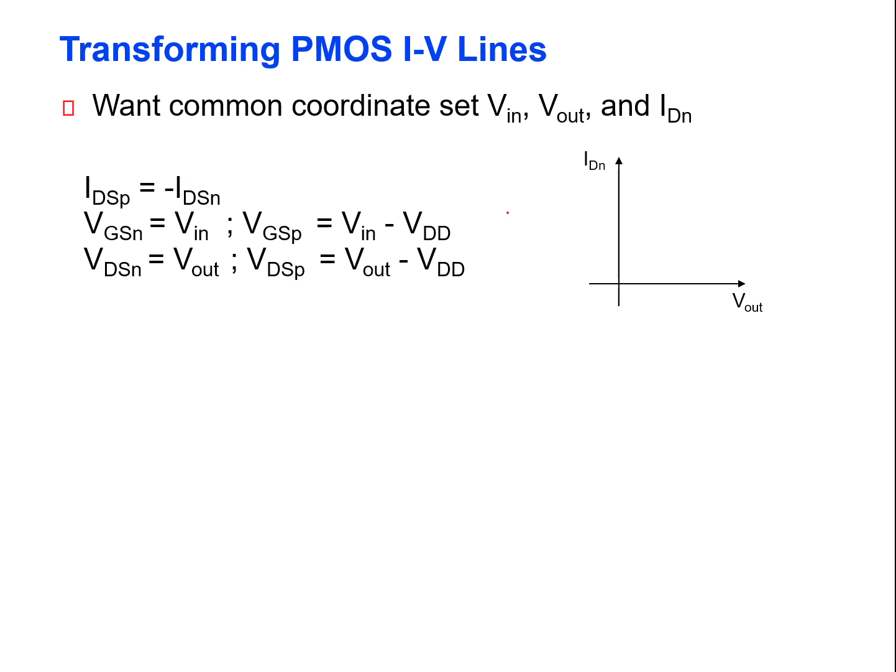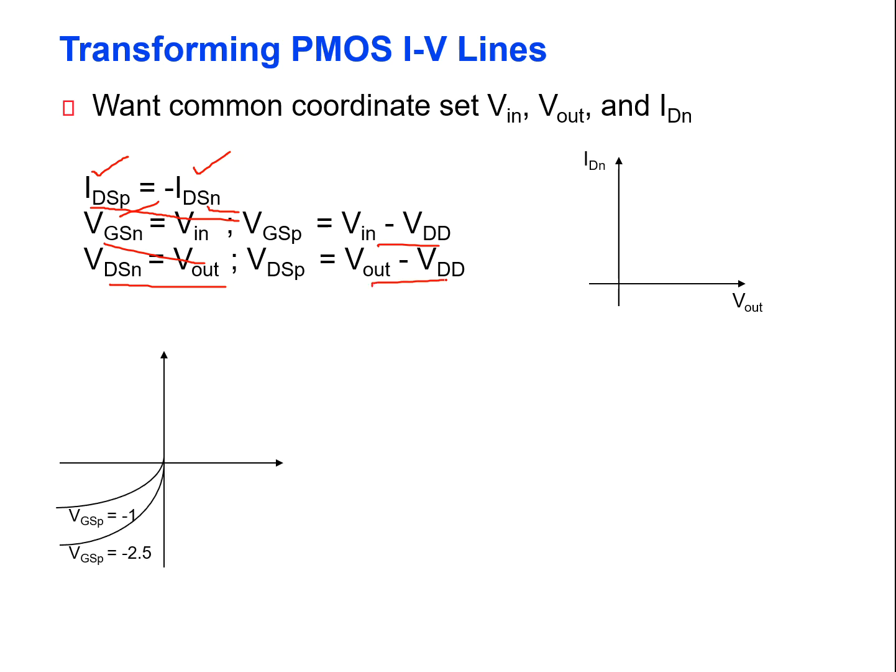Now we need a common coordinate with respect to Vin, Vout and IDN. To do that, we consider IDSP equal to minus IDSN. The currents of the PMOSFET and NMOSFET are always opposite. Here the current is because of holes, the majority carriers, and here the current is because of electrons, the majority carriers. VGSN is the input voltage and VDSN is the output voltage for the NMOSFET. For the PMOSFET, VGSP is Vin minus VDD, and VDSP is equal to Vout minus VDD.